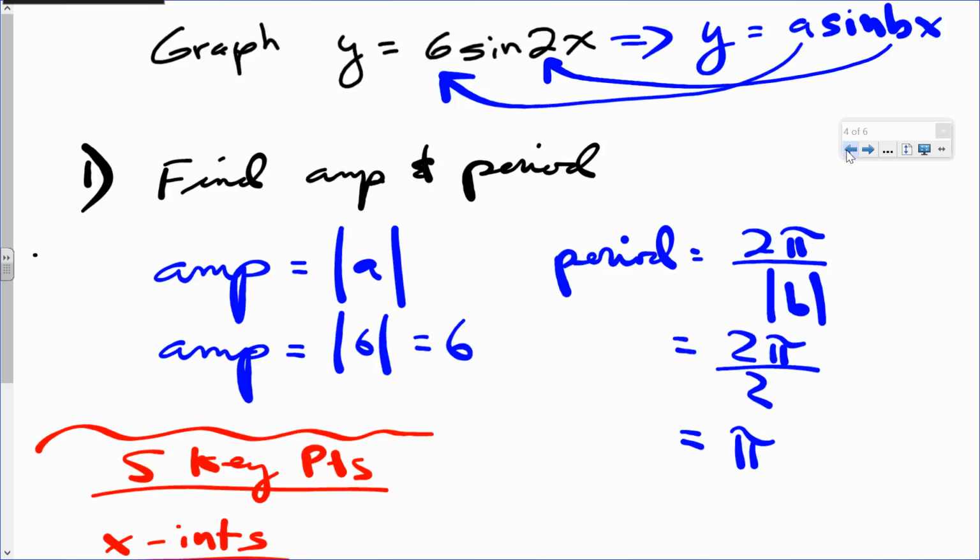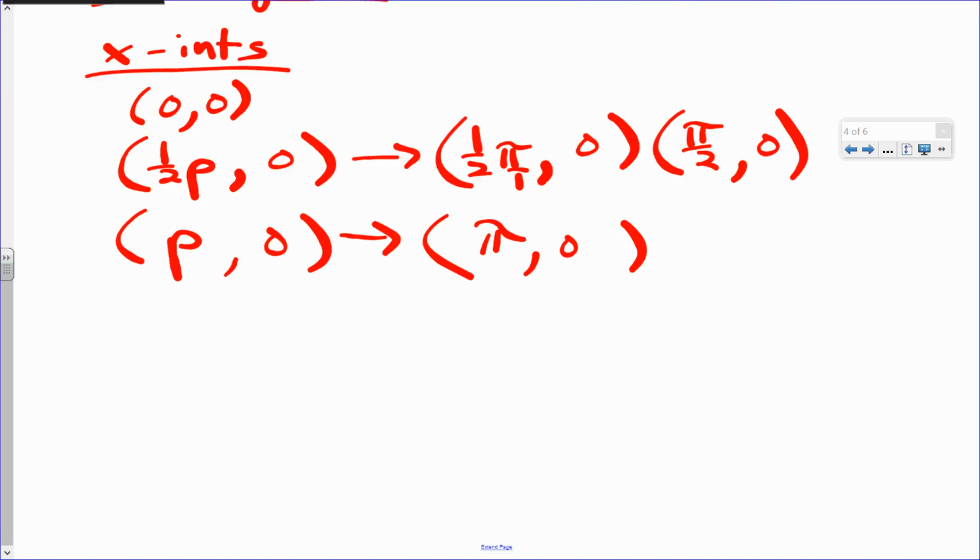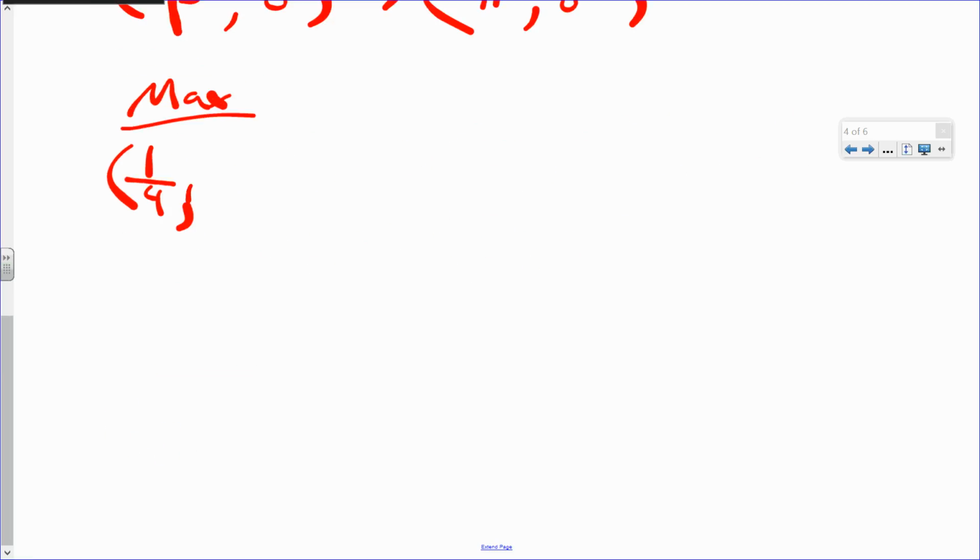So we're done with the x-intercepts. Now let's find the maximum right here. There's only one point that's a maximum, right? According to our guide, the maximum is 1/4 the period, and then the amplitude. Our maximum point, the highest point, the peak, will be at 1/4 the period and the amplitude.